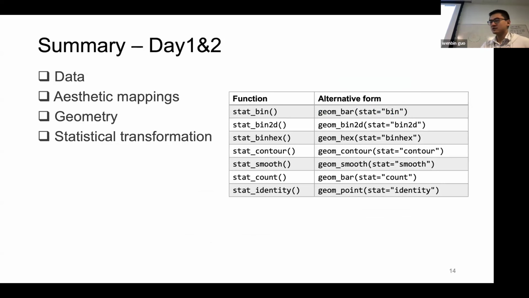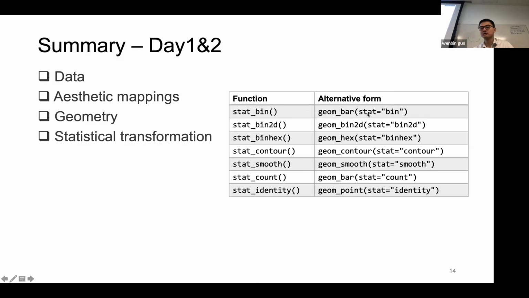So after the geometry, we also briefly introduced some statistical transformation, but because we don't use it that often, we didn't dive into it too much. But basically, we already got in touch with it using some of the geometry part. Each of the stat functions has an alternative form. Basically, you simply specify the stat to be some value in the geometry.